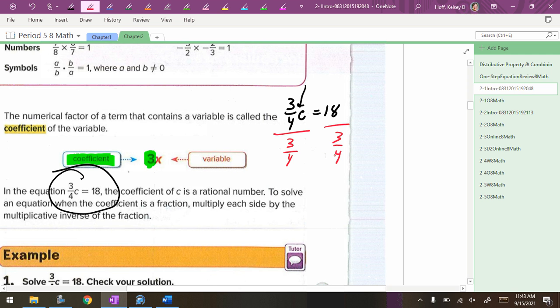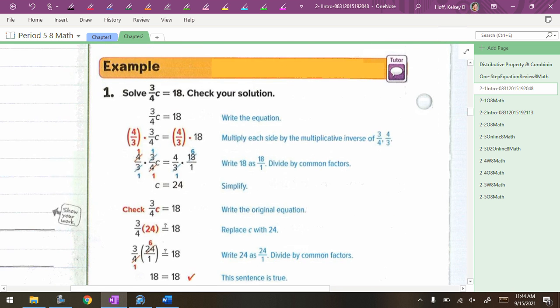Gatlin? Oh, Casey? Keep, change, flip, I think is the phrase you guys used. You keep the first one, you change it to multiplication, and you flip the second one, which is also known as the reciprocal.